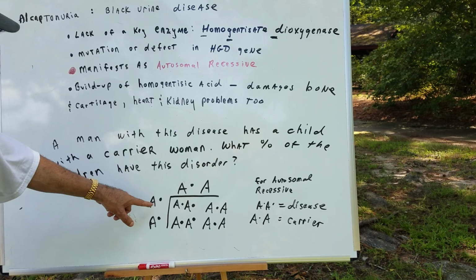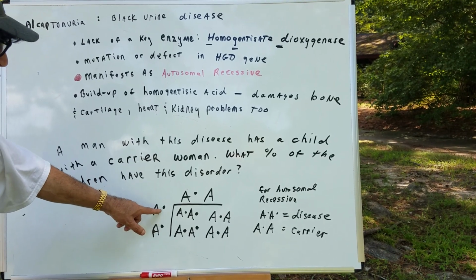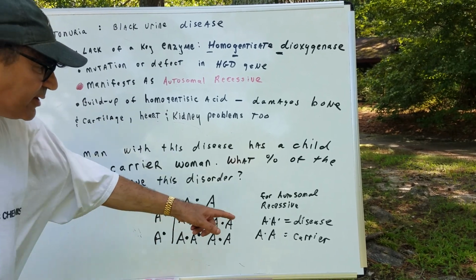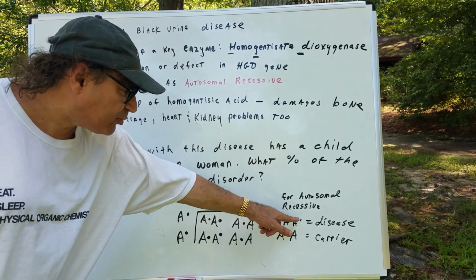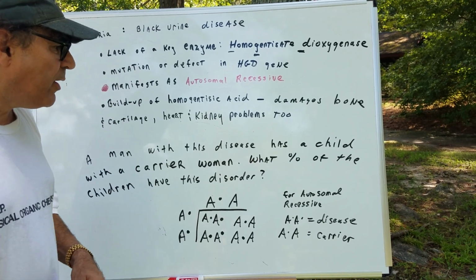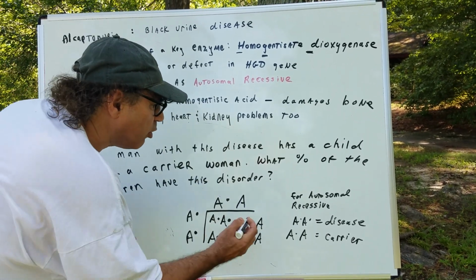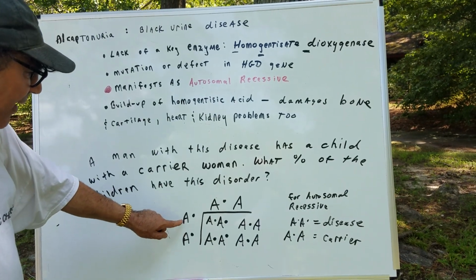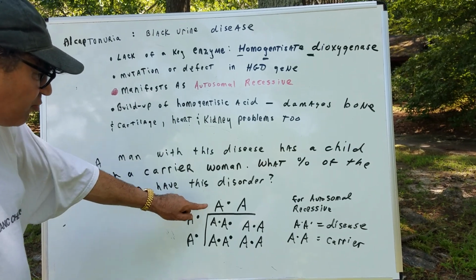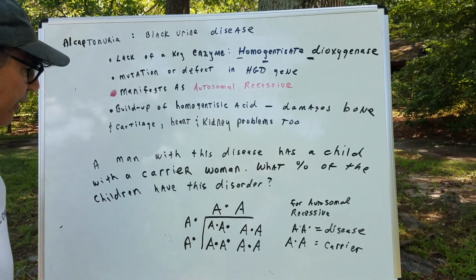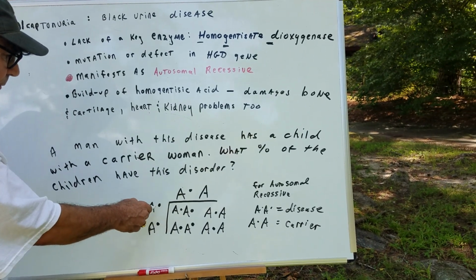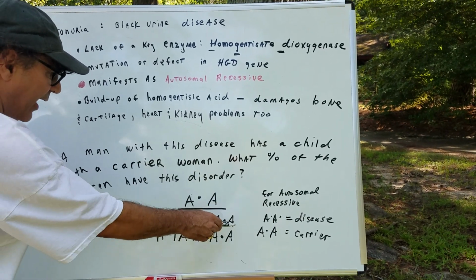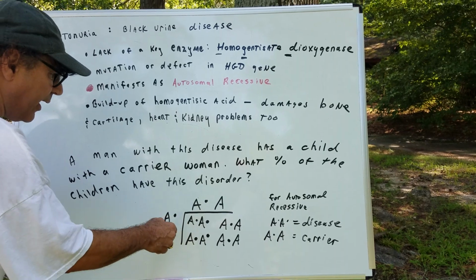So the man has the disease, so that means you need 2 copies if it's autosomal recessive. As you can see from over here, disease means you have 2 copies, so I put 2 dots on each autosome. A carrier is represented only with a single dot. So what we have here is we have the man who's got the pathology, and we have the woman who's the carrier. When we do the Punnett square, as you can see, we get A dot, A dot, A dot, A dot, A dot, and A dot A.